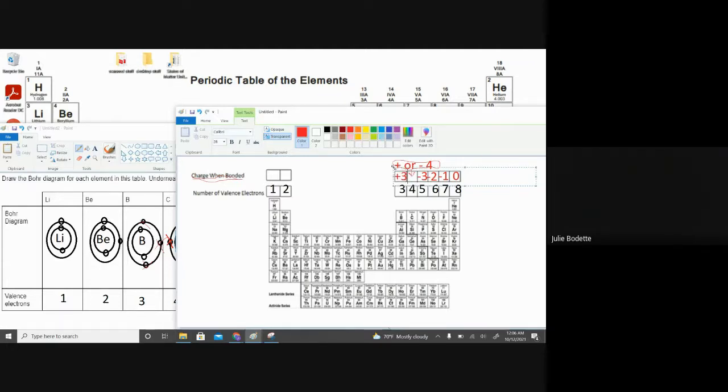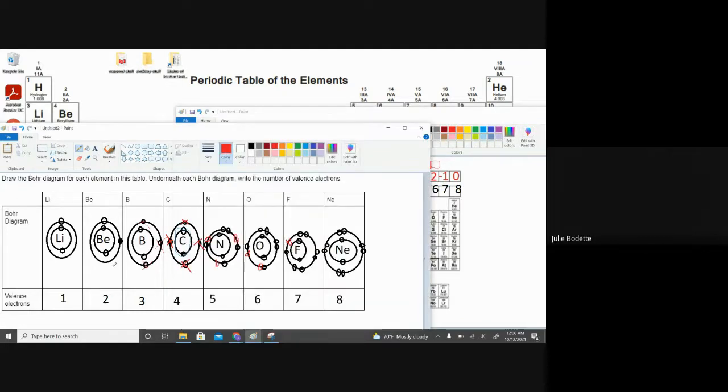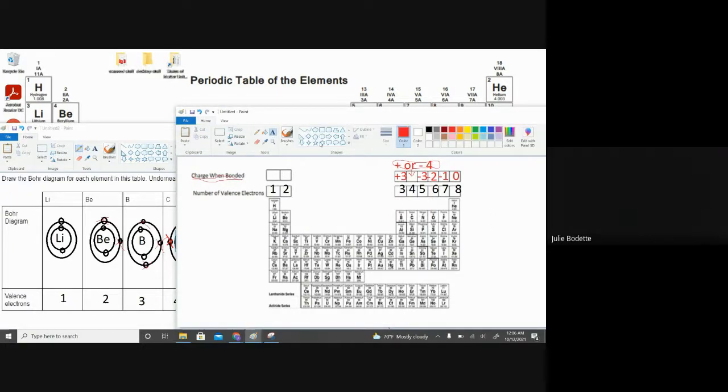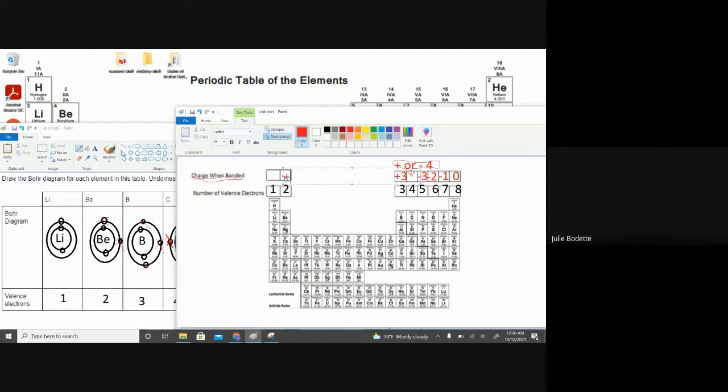Let's put that there. All right, beryllium, again, just like boron, it could lose 2 or gain 6. It is easier to lose 2, so it will lose 2. If you lose 2 electrons, we have 2 less negative electrons. We have a positive charge because we are losing negative electrons. So plus 2.